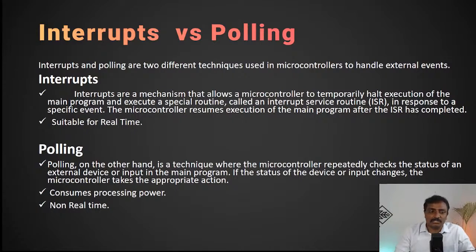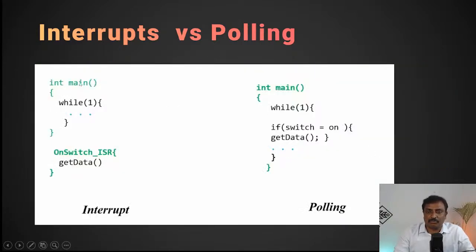This is a small example program for interrupts as well as for polling. In polling, it continuously checks the condition of whether the switch is on. If the switch is on, then it processes the function called get data.